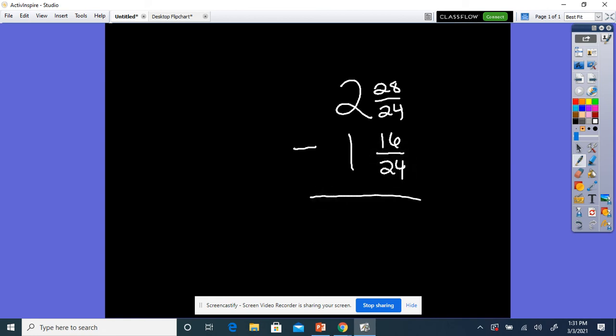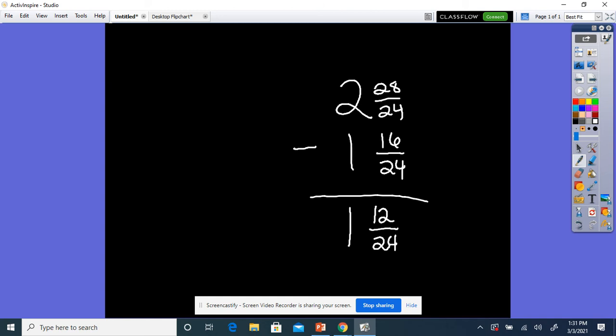So we borrowed from that 3, that became a 2, and we added that 1 back onto the fraction to make it 28 over 24. So now we can subtract. So now I can subtract my whole numbers, which gives me 1. 28 minus 16 gives me 12. Keep my denominator. So now I have 1 and 12 24ths.